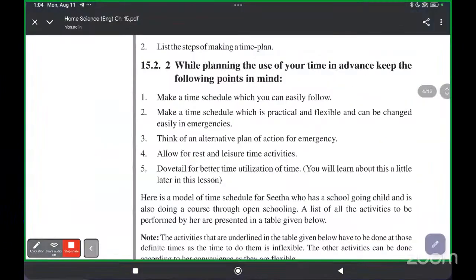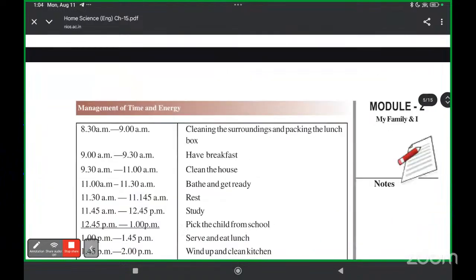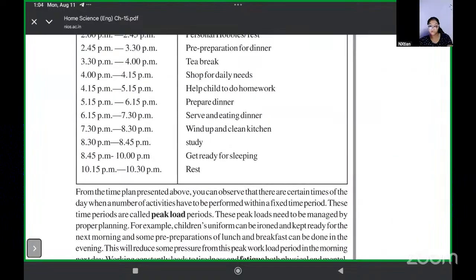We saw about preparing a time plan. We will move further. We saw, while planning the use of your time in advance, what points we should keep in mind. And we saw some time schedules.